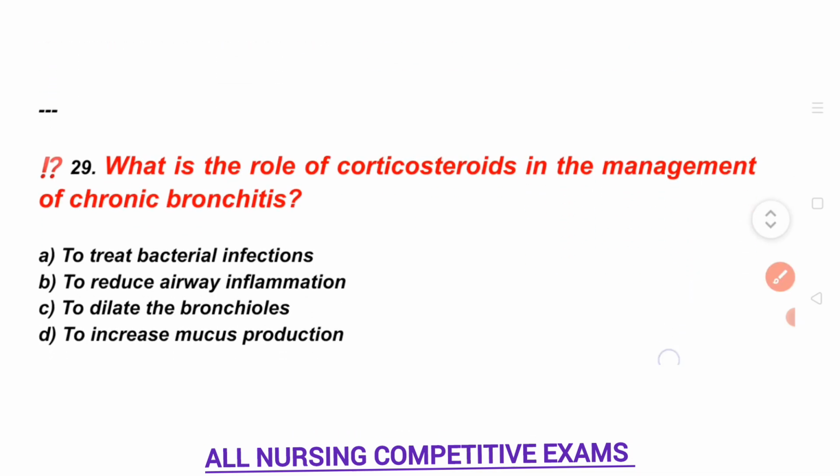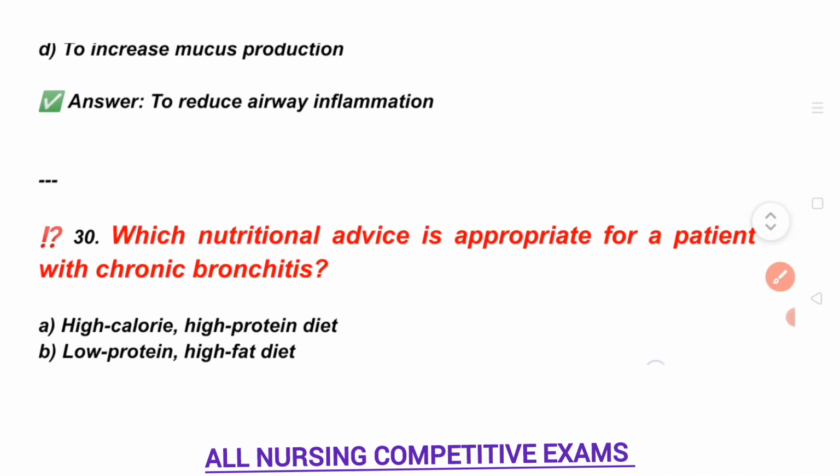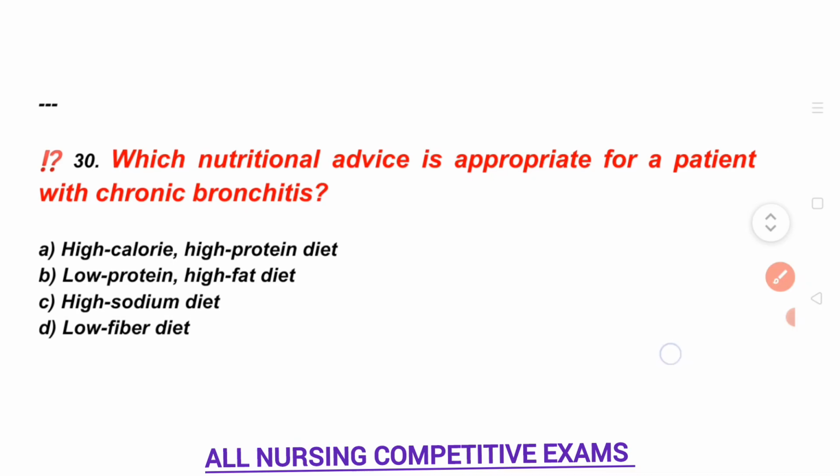Question number 29. What is the role of corticosteroids in the management of chronic bronchitis? The right answer is option B, to reduce airway inflammation. Question number 30. Which nutritional advice is appropriate for a patient with chronic bronchitis? The right answer is option A, high calorie, high protein diet.